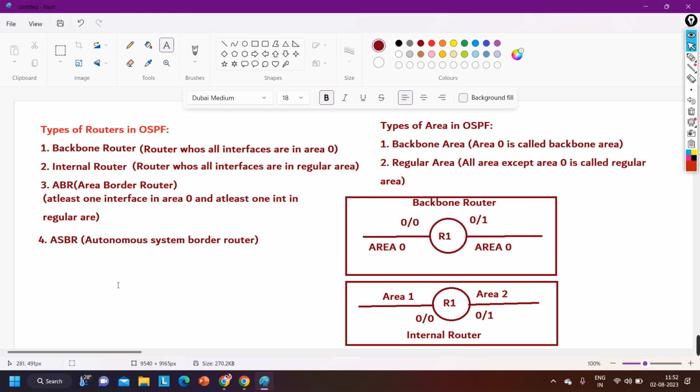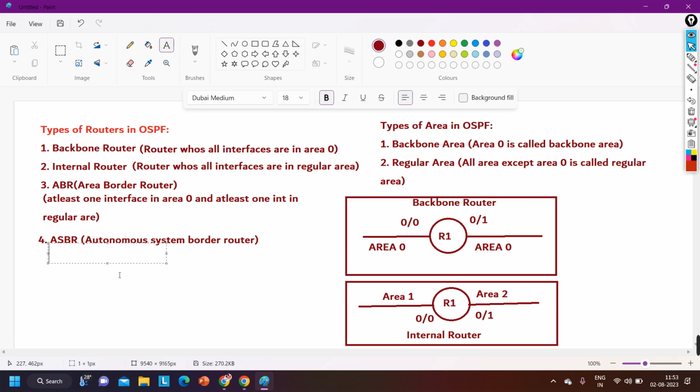Okay, at least one interface is in area 0 and at least one interface is in area 1, 2, 3, 4, 5, any other area, any regular area. That type of router is known as ABR router.